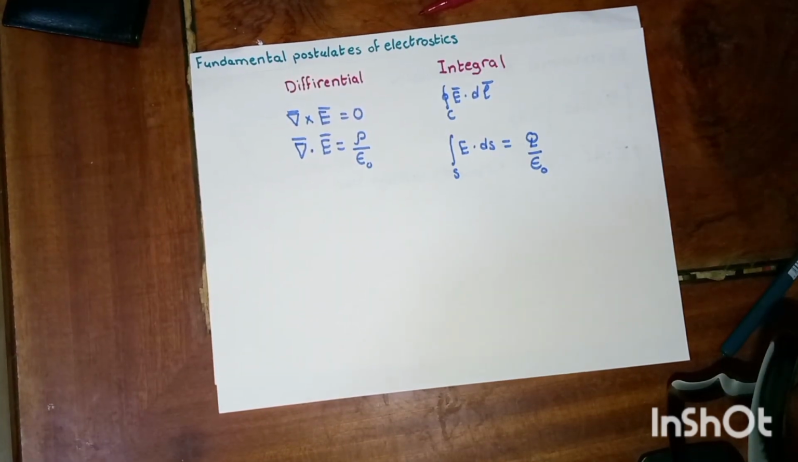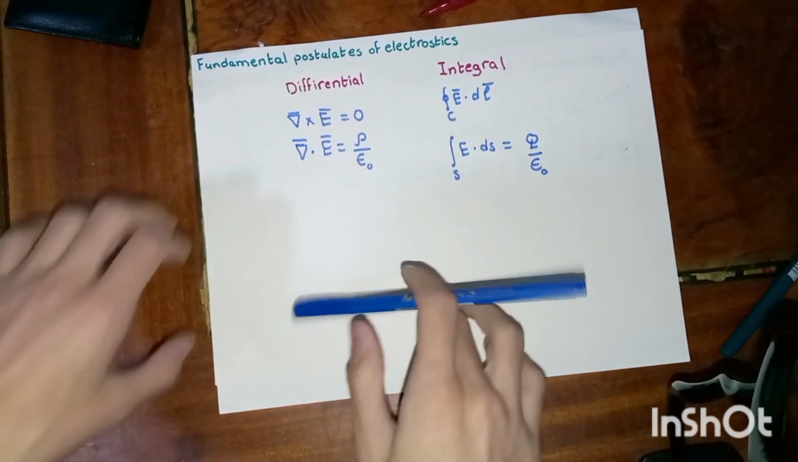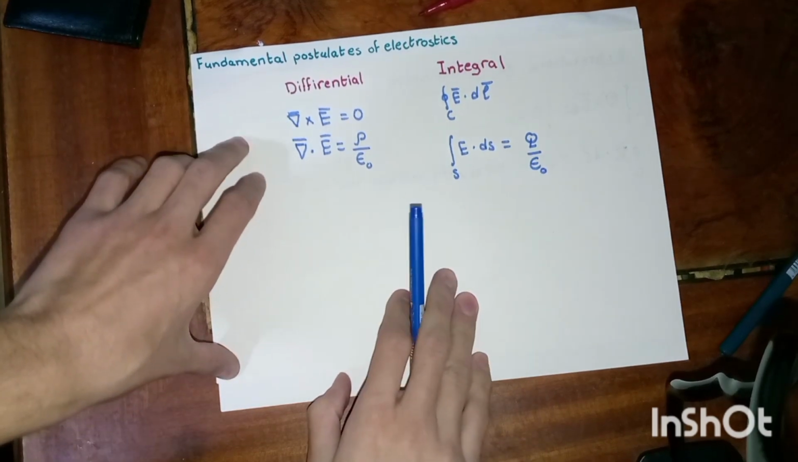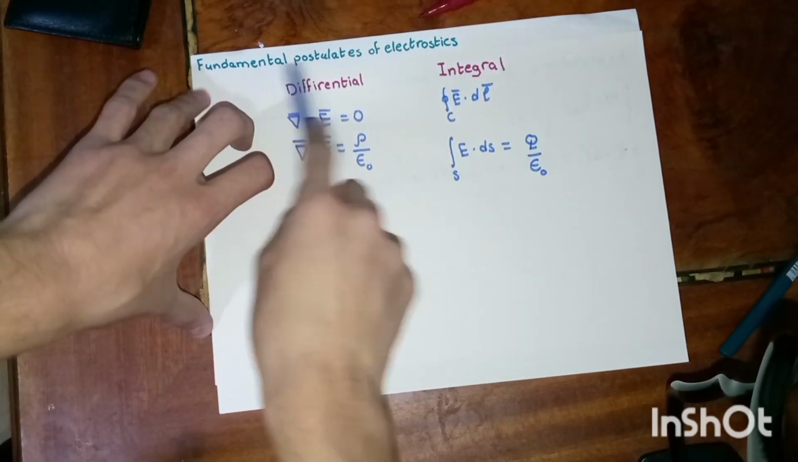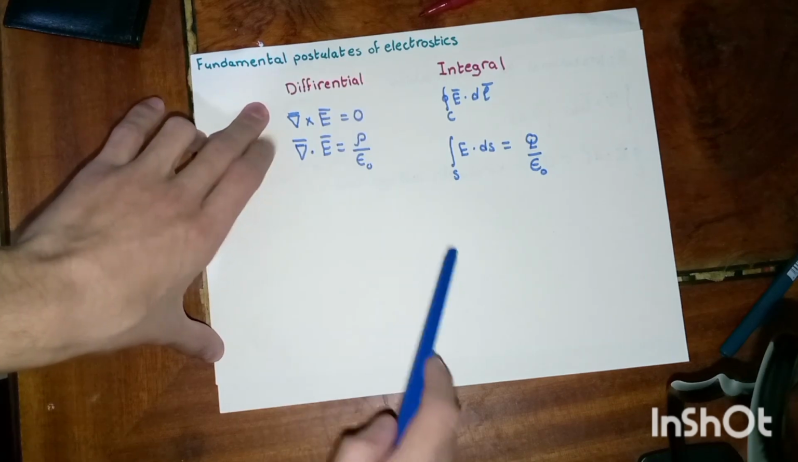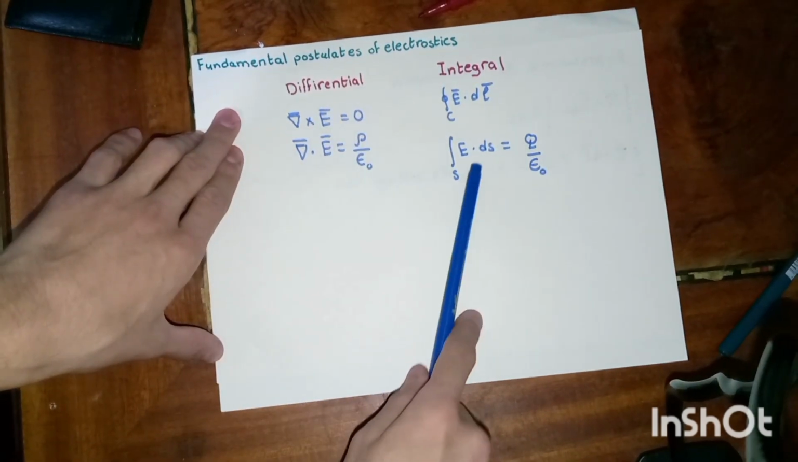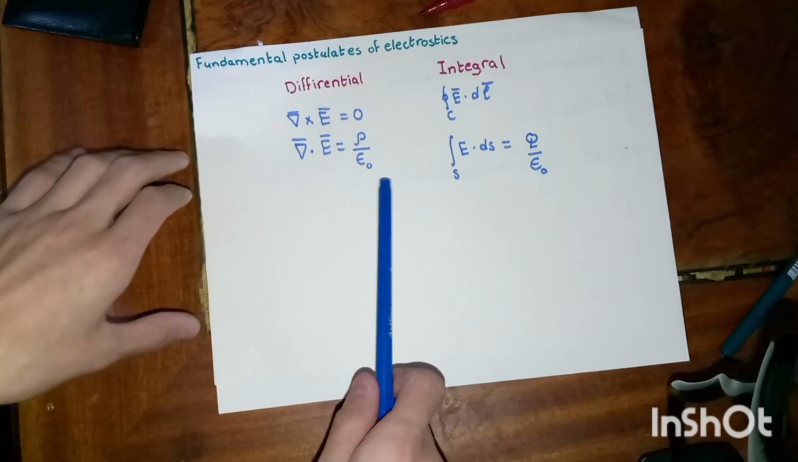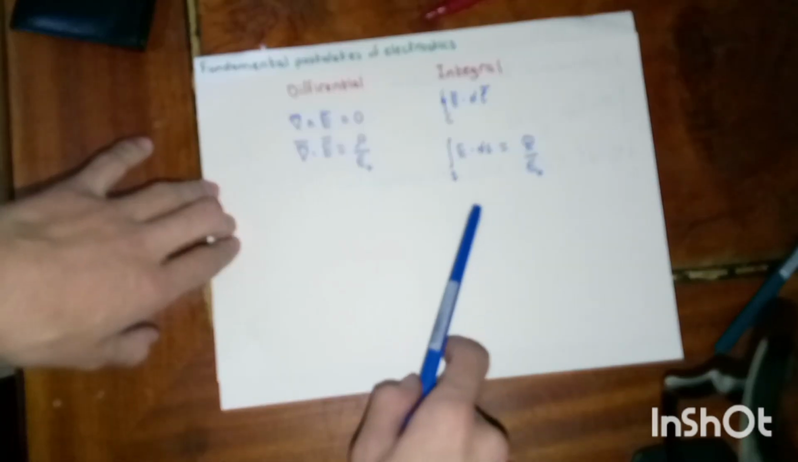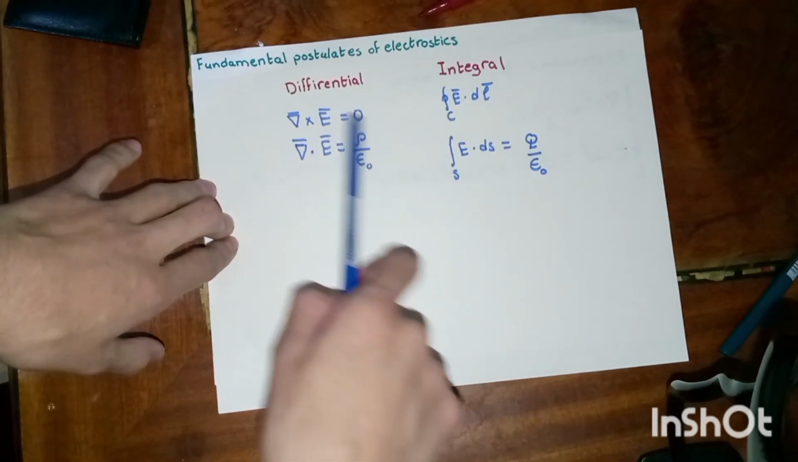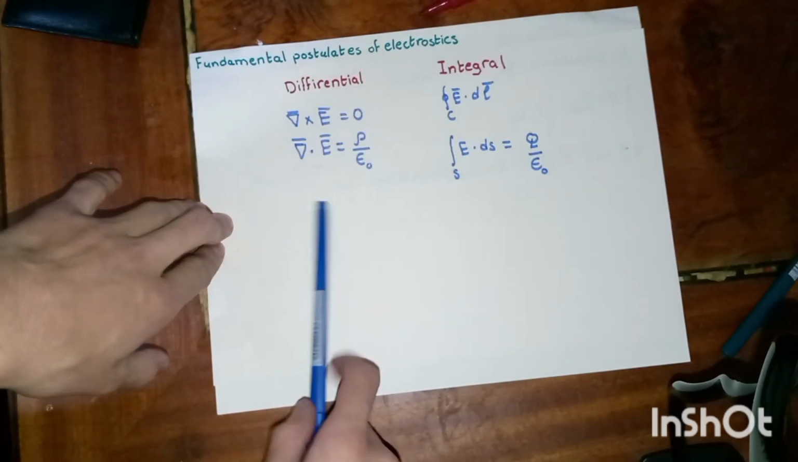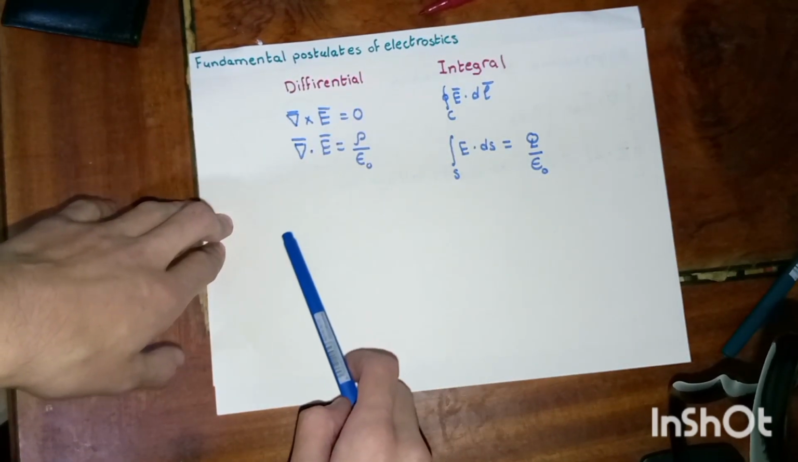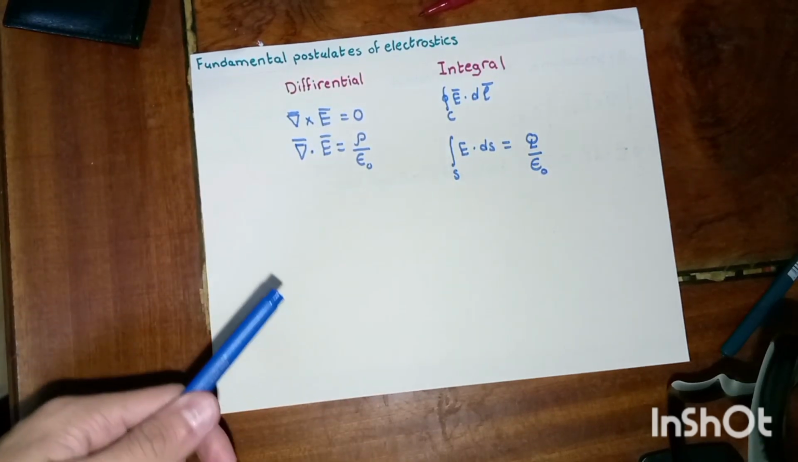And now let's sum up. We introduced the fundamental postulates of electrostatics in free space in their differential form and in their integral form. The beauty of these equations is that they are axiomatic, and we will utilize them in order to derive the other formulas we need in electrostatics.